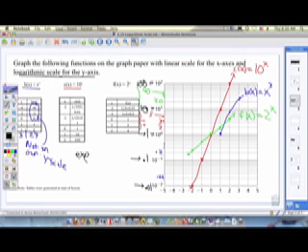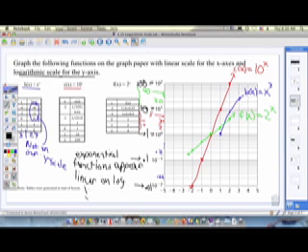So exponential functions appear linear on logarithmic scales.